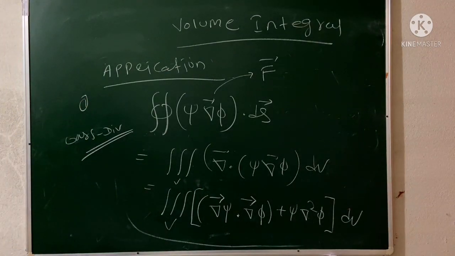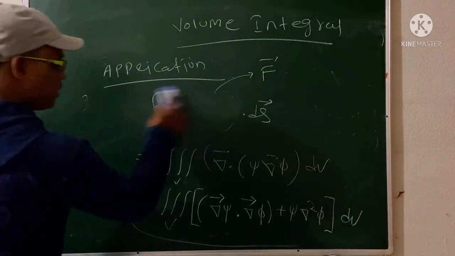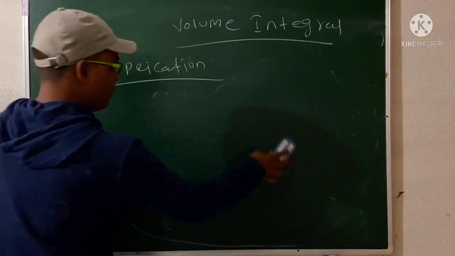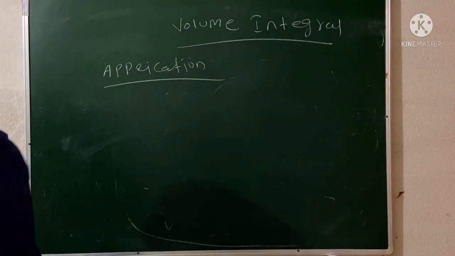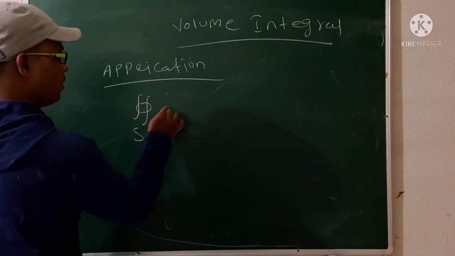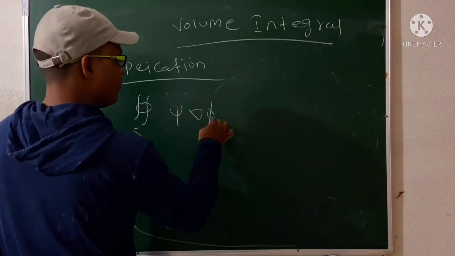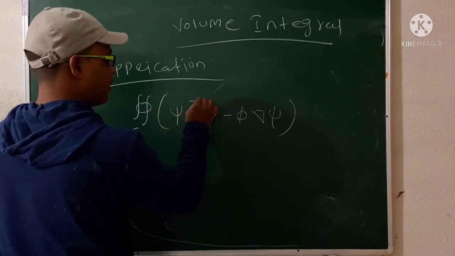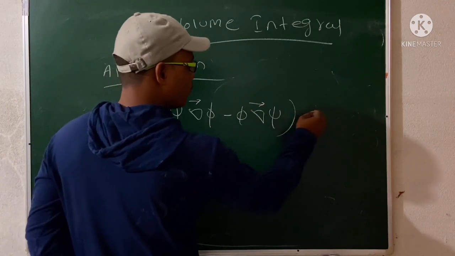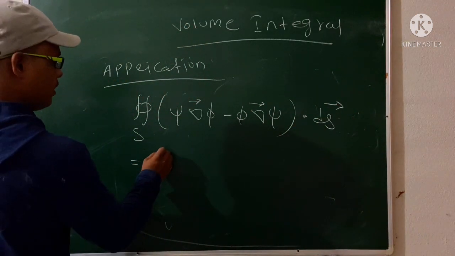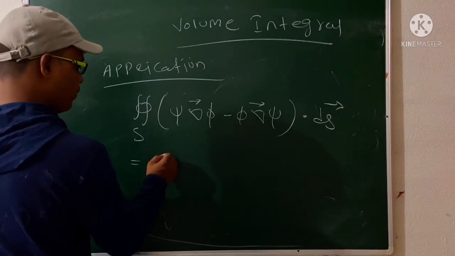Then we will do the second application of the Gauss divergence theorem. So these are the formulas of divergence and curl. So remember. Then what is the third one? The third one says the surface integral of psi del phi minus phi del psi. These are vectors, this is a vector, this is a vector. So the surface integral will be over ds.